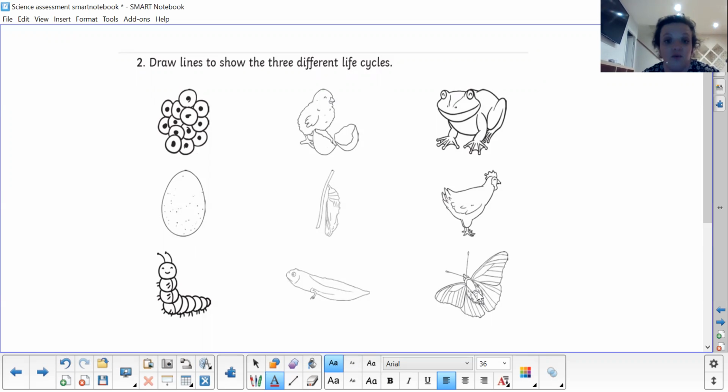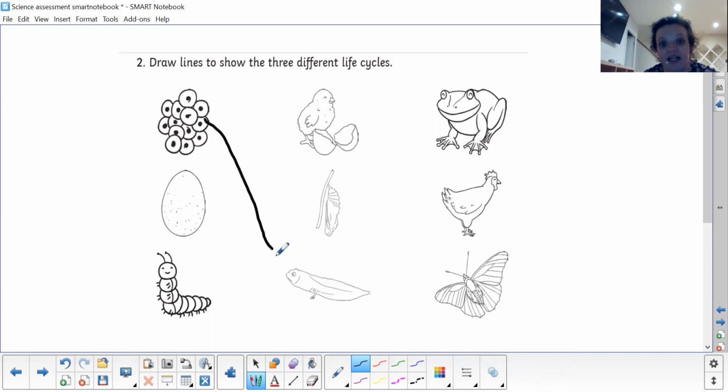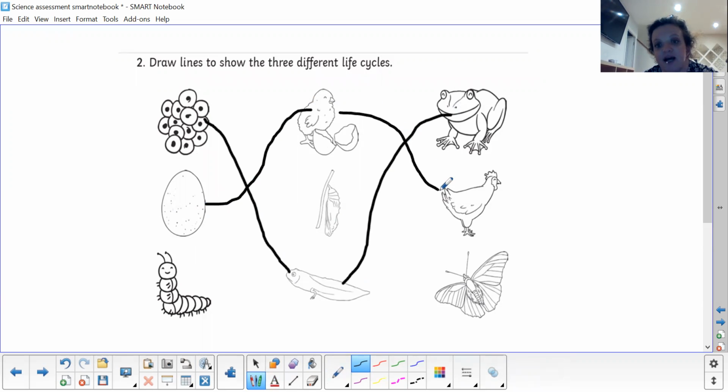Okay, fantastic. Well done. So I'm going to tell you the answers now. We've got our frog spawn here, which becomes our tadpole, and then our tadpole turns into our frog, which is fantastic. We've then got our egg, which hatches and becomes our little chick, and then our chick becomes our chicken. And finally, we've got our caterpillar that's ready. It goes into the chrysalis and into its little cocoon, and it comes out and it becomes a beautiful butterfly. So well done if you've got all of those right and matched those together as the life cycle.